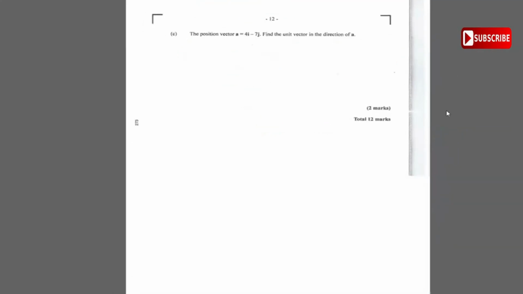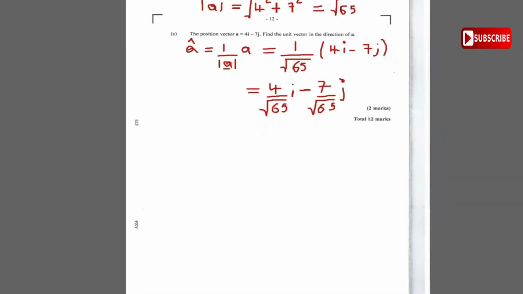Okay, that takes care of question 3. Now we go to question 4. Question 4 generally deals with trigonometry, because question 3 dealt with coordinate geometry as well as vectors. Question 4 deals strictly with trigonometry.